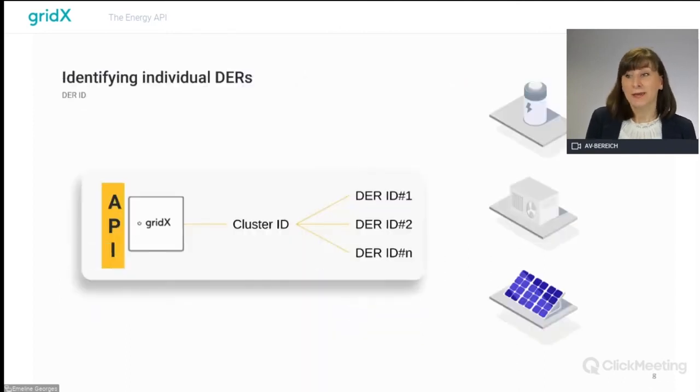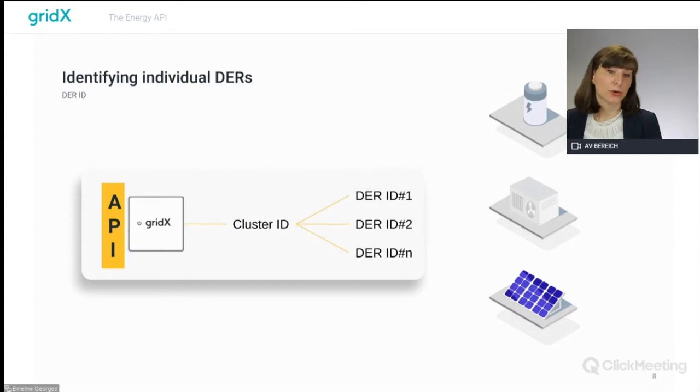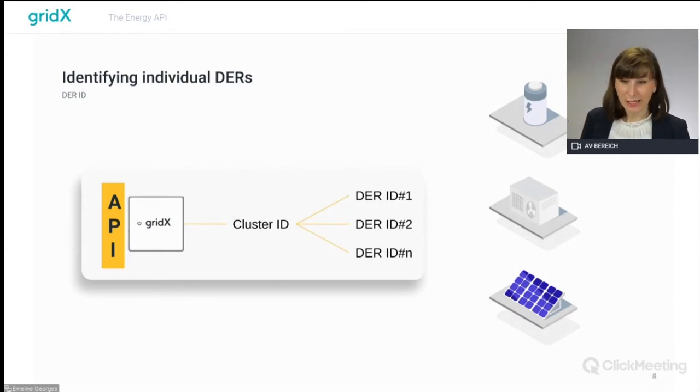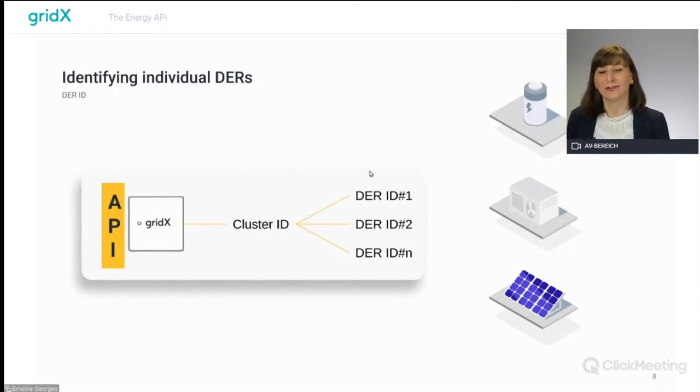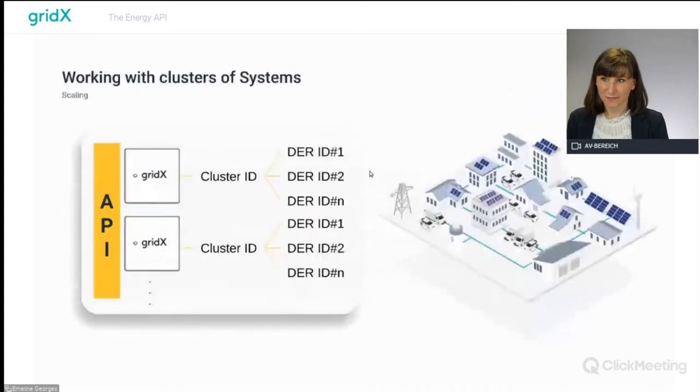How does the API identify the different DERs? The approach is rather straightforward. It is based on identification numbers, or UUIDs. Each DER that is connected to our gridBox will receive an identification number. Each gridBox will be associated to a cluster of DERs, which can also be recognized by an identification number. So that's it: the gridBox is the local gateway to all the DERs, and everything is identified via IDs.